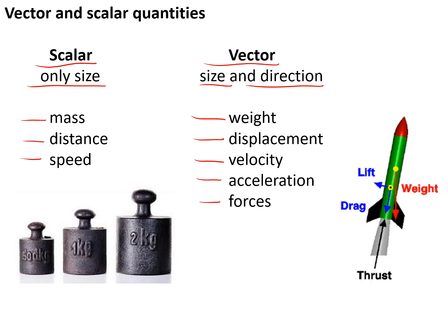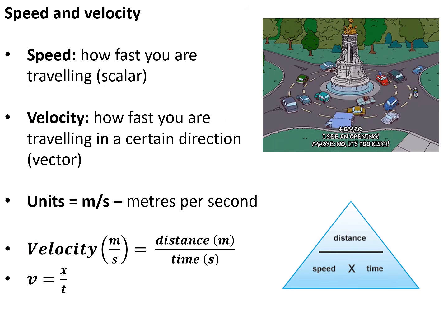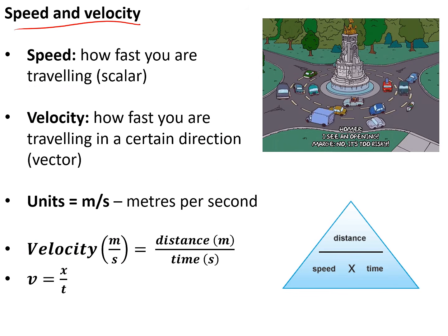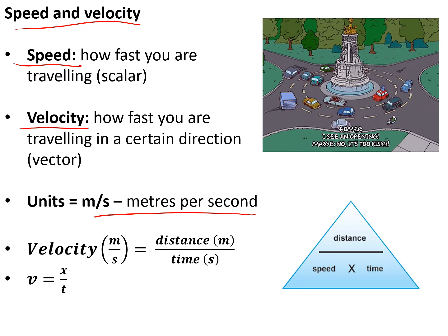We can draw these with arrows, with the length of the arrow representing the size, and the direction of the arrow, the direction. Speed and velocity. So speed is how fast you are travelling in units of meters per second. Velocity is how fast you're travelling in a certain direction. So going around the roundabout here, the speed is constant, but the velocity is changing because the direction is changing.